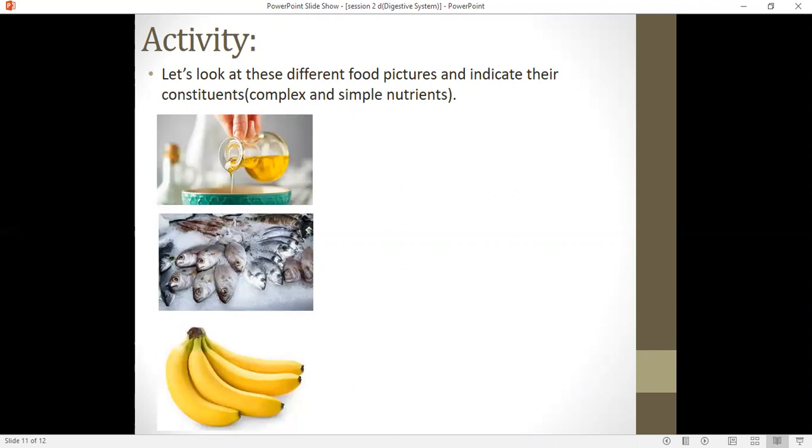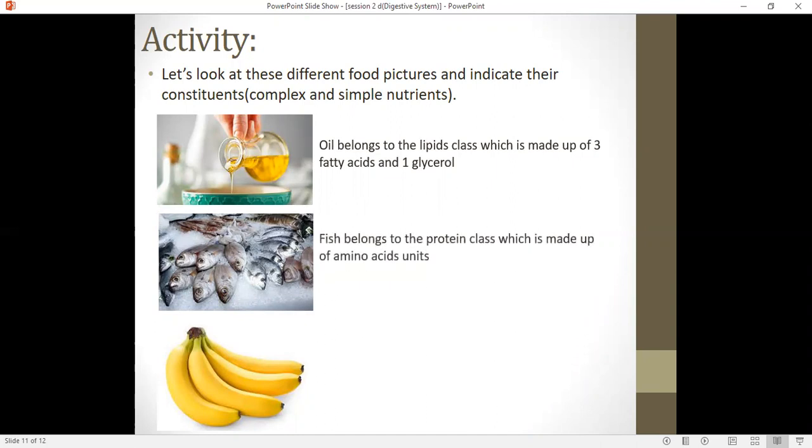So, of course, what you are thinking about is correct, because oil belongs to the lipid class, which is made up of three fatty acids and one glycerol, while fish belongs to the protein class, which is made up of amino acid units, while banana belongs to the carbohydrates, which contain starch as a polysaccharide.